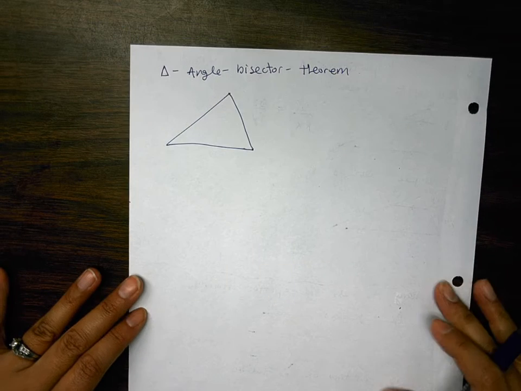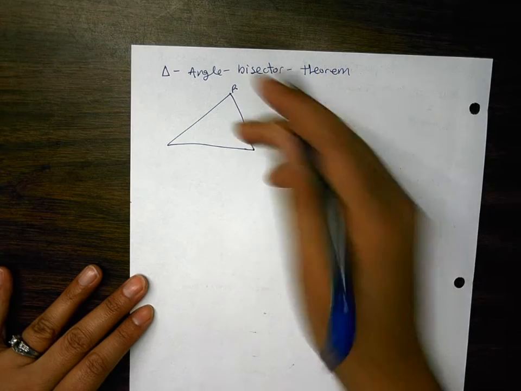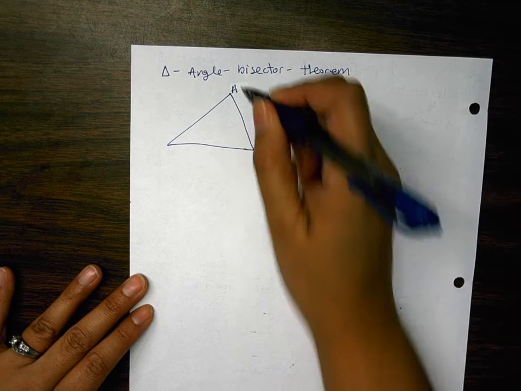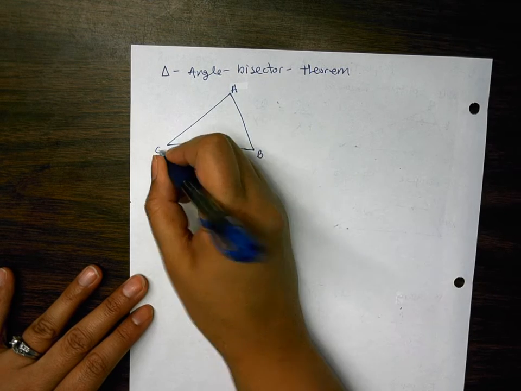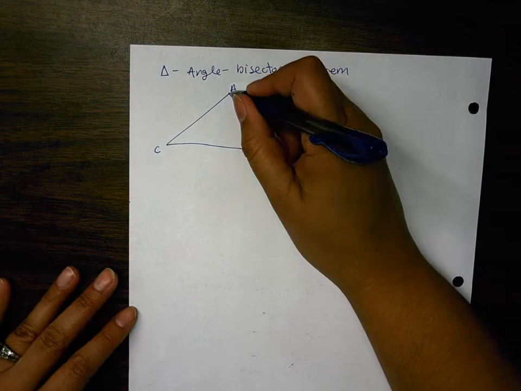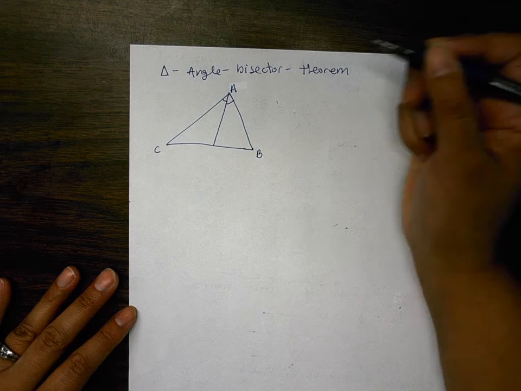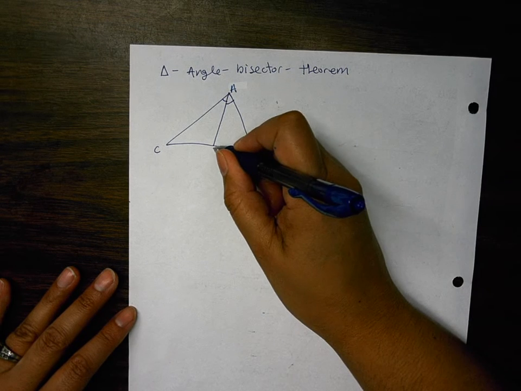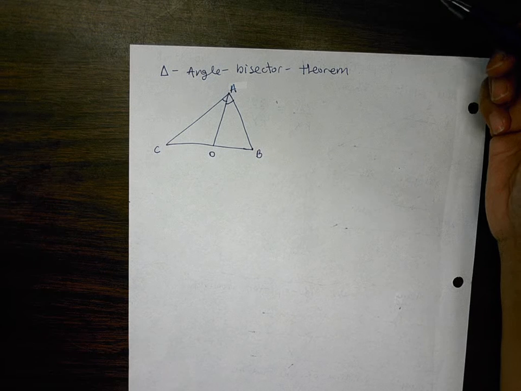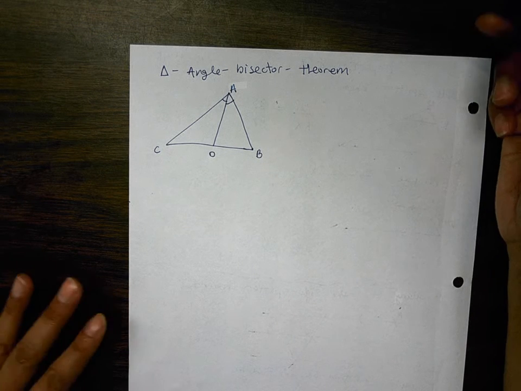Okay, if I have a triangle, A, B, C, and I bisect an angle. It doesn't matter which one, I'm going to bisect angle A. If I bisect an angle, and I call this line over here D, like the last one, the side lengths are proportional. Are we ready?